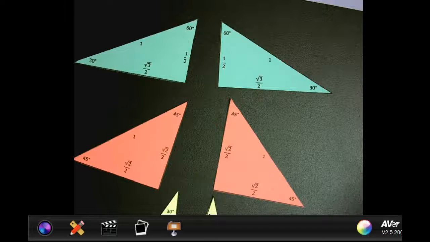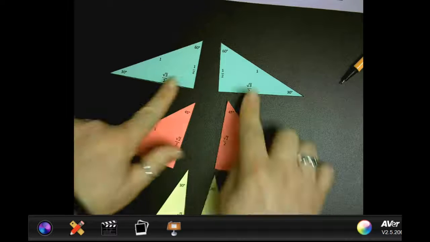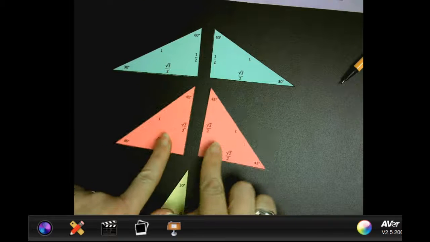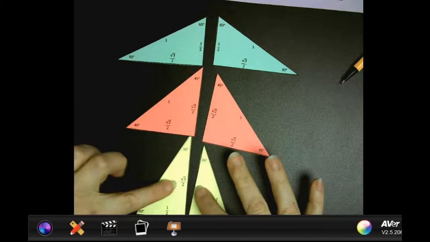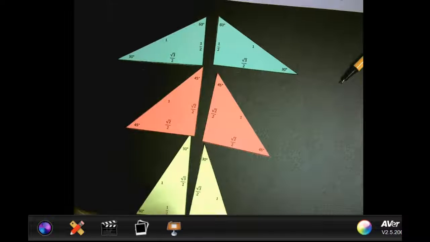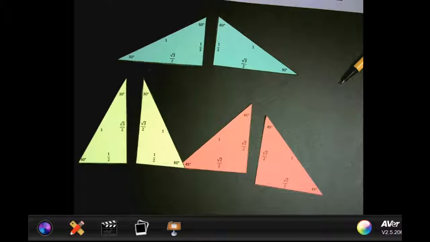Alrighty, so you should have your triangles out, and remember that you should have reflections that look like each other. Make sure that you have shared with your neighbor correctly.